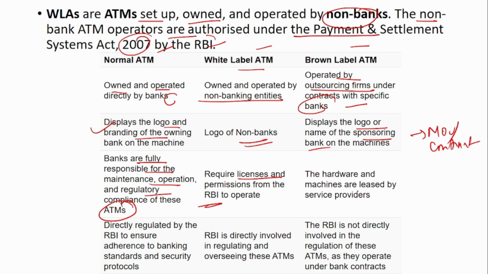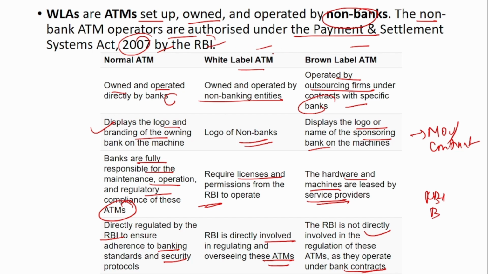In the case of brown label ATMs, the hardware and machines are leased by the service providers. White label ATMs are directly regulated by RBI to ensure adherence to banking standards and security protocols. RBI is directly involved in regulating and overseeing white label ATMs. In brown label ATMs, the RBI is not directly involved as they operate under bank contracts. The RBI already monitors the banks, and since these ATMs have contracts with the banks, RBI will not directly monitor brown label ATMs, but will monitor them via the sponsoring bank. So these are the various types of ATM and the differences among them.